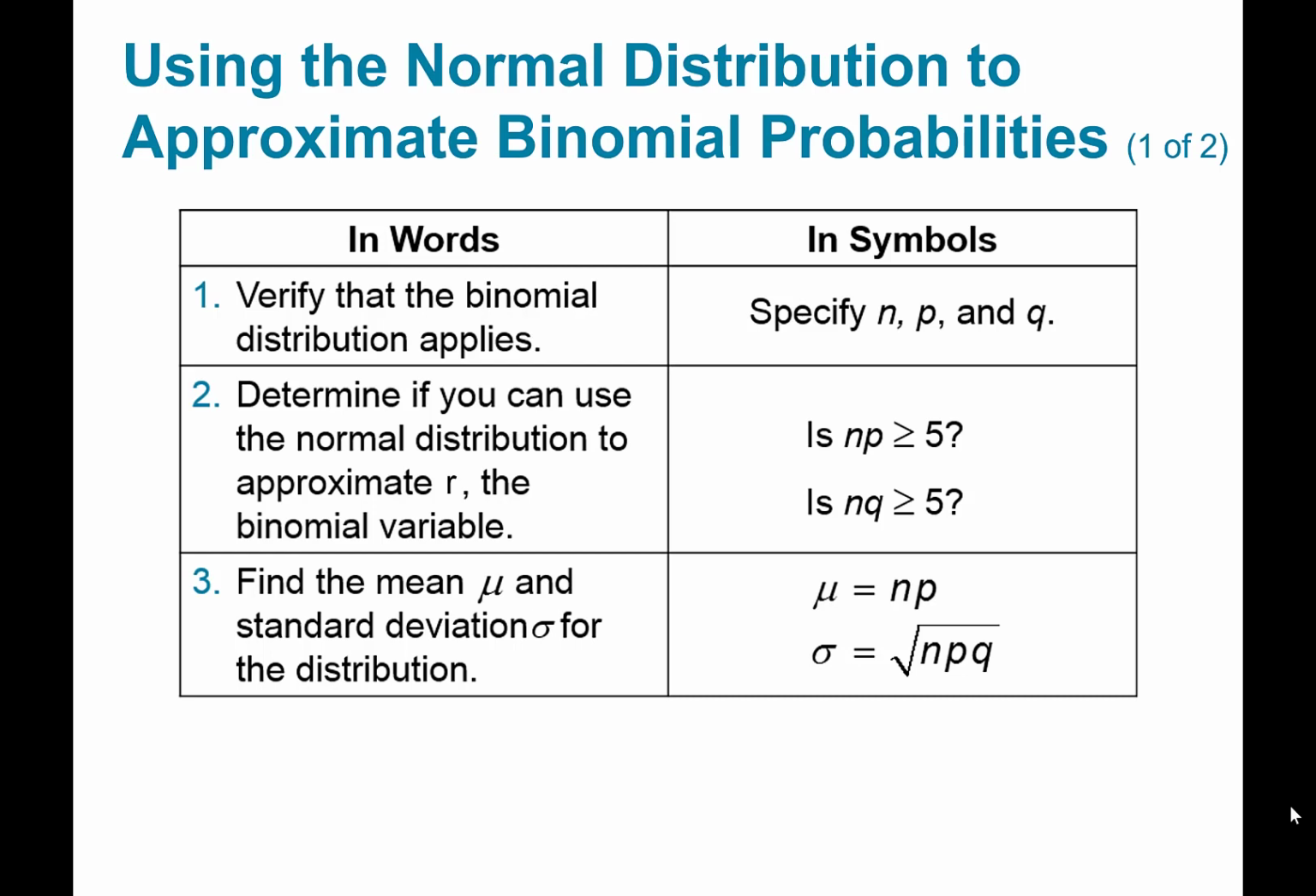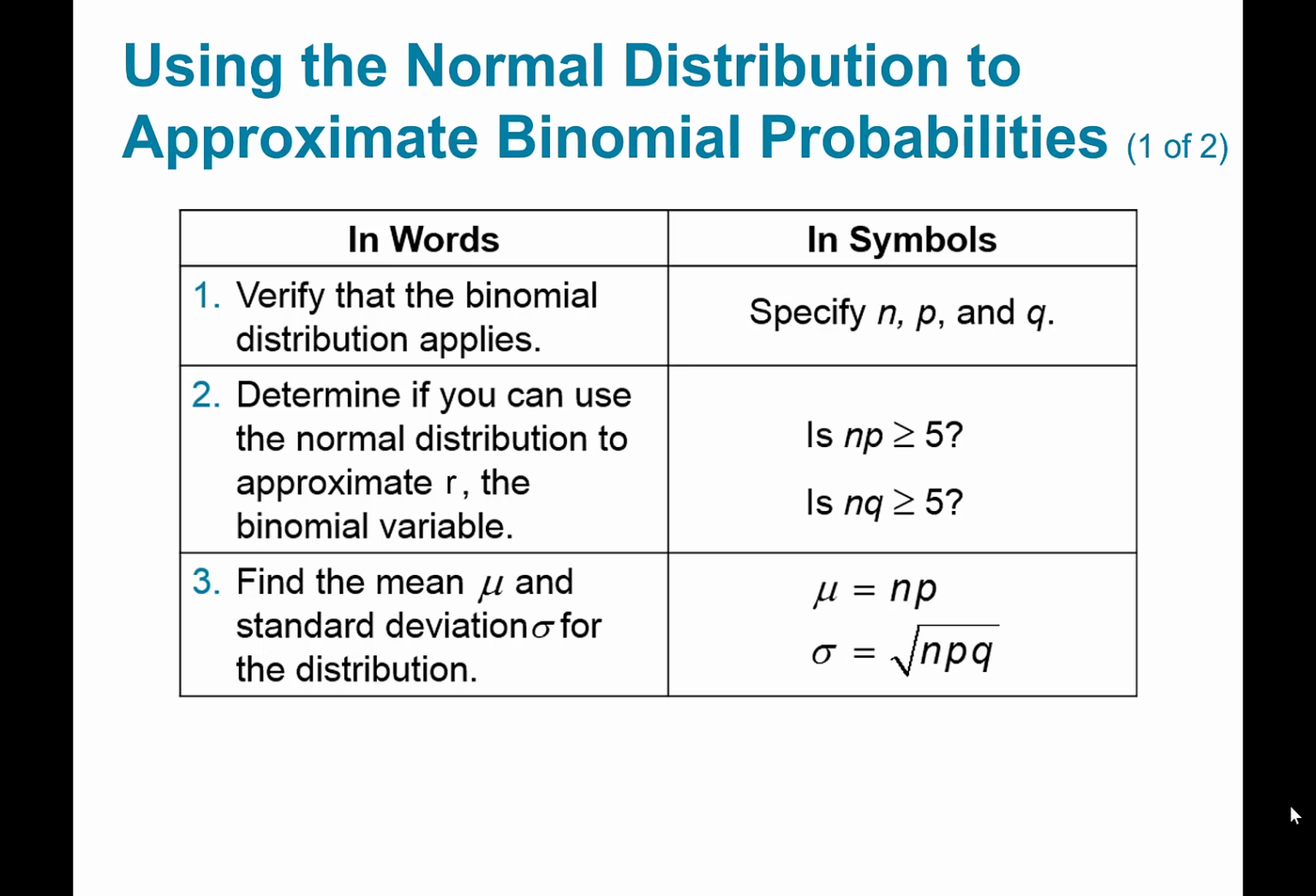Alright, so now let's put everything together from start to finish to be able to use the normal distribution to approximate binomial probabilities. So the first thing we want to do is make sure that we can use the binomial distribution first off. So make sure you have a binomial probability in the first place. So make sure that you know what your N, P, and Q are.